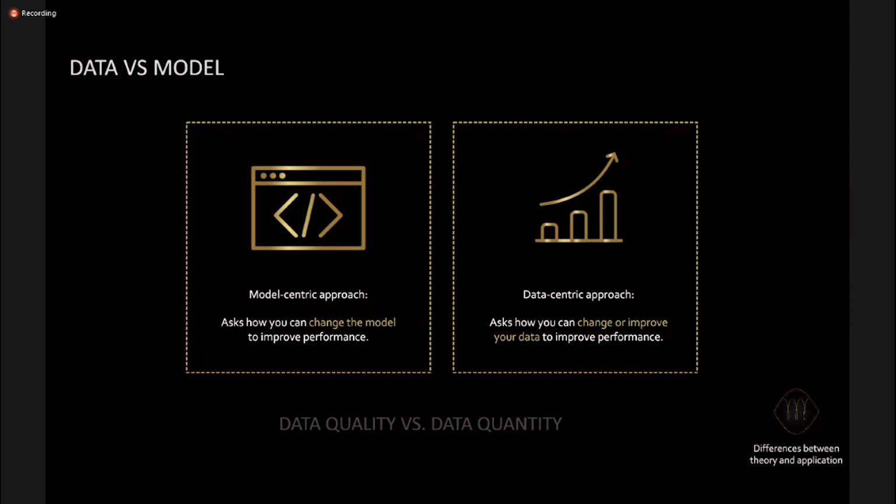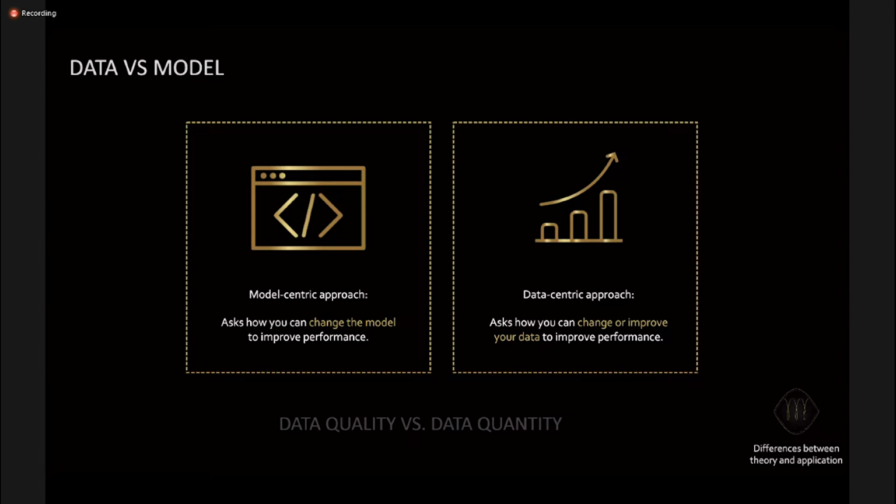And when you are building a solution around this approach, basically you are trying to build simpler models, but you are trying to build a complete solution that can encompass a process for building better data. So in this line of thought, you want data quality. And why do I put data quality versus data quantity?